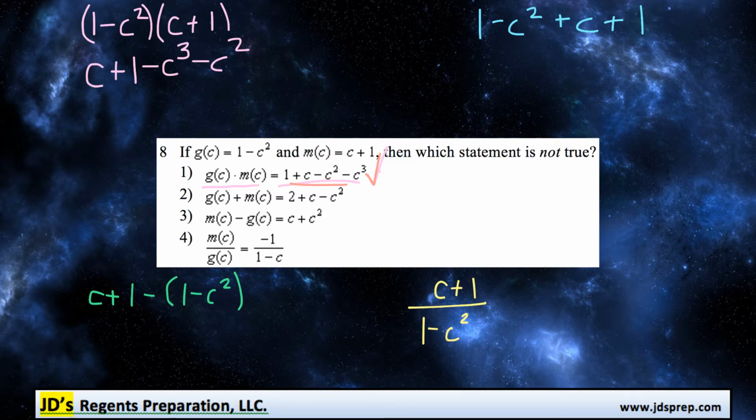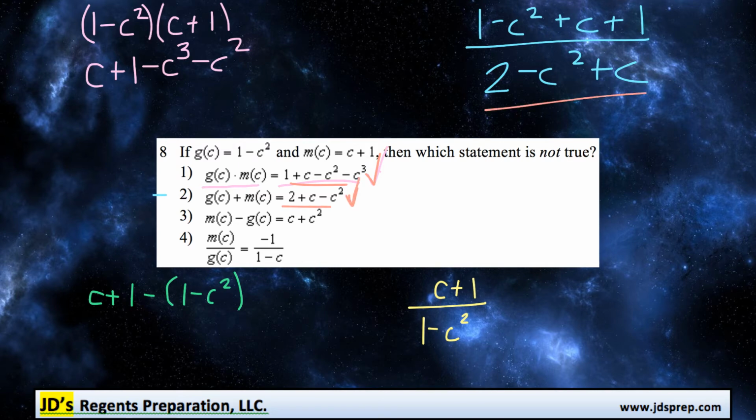All right, option number 2. Up in the blue here, we get by adding the two terms, or the two functions, together. If we do that, this would simplify to just 2 minus c squared plus c. And that does match what we were hoping for. Again, just the order of the terms has been rearranged a bit.